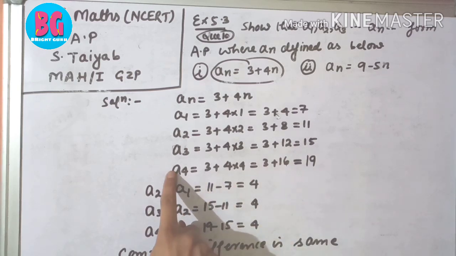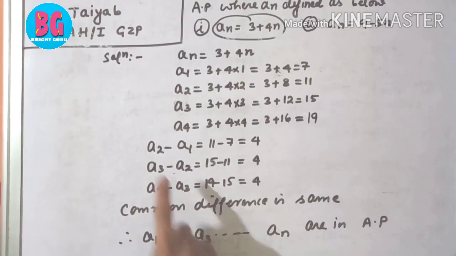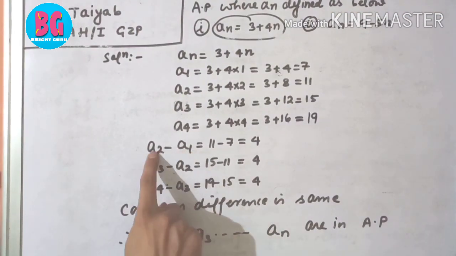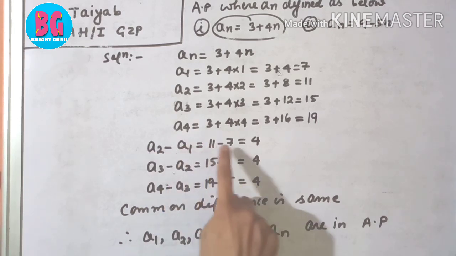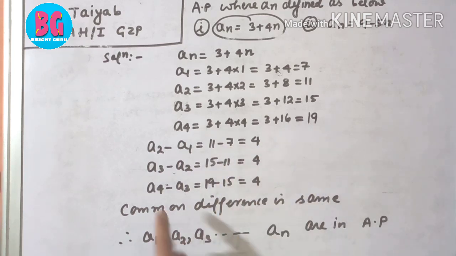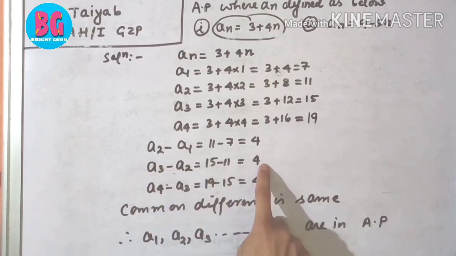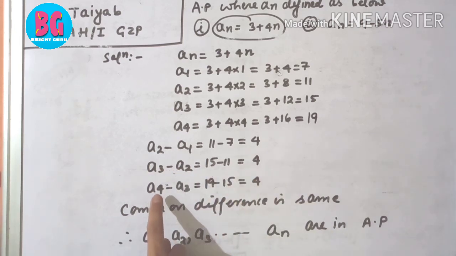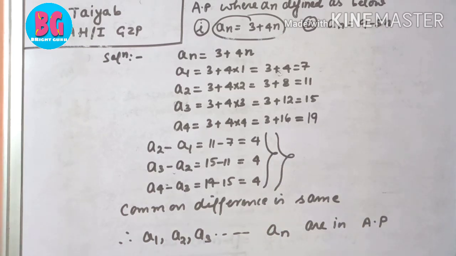And similarly we obtain the value of a4. Now we are going to obtain the difference between two consecutive terms. First of all, we obtain the difference between a2 and a1. The value of a2 is 11 and the value of a1 is 7. 11 minus 7 is equal to 4. Then a3 minus a2 is also equal to 4. Then a4 minus a3 is also equal to 4. In each case the common difference does not differ; the common difference is the same.